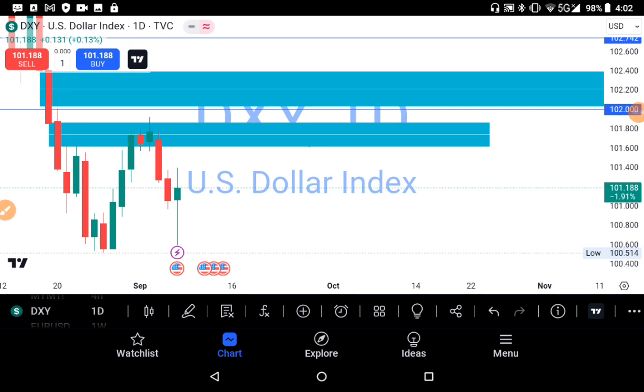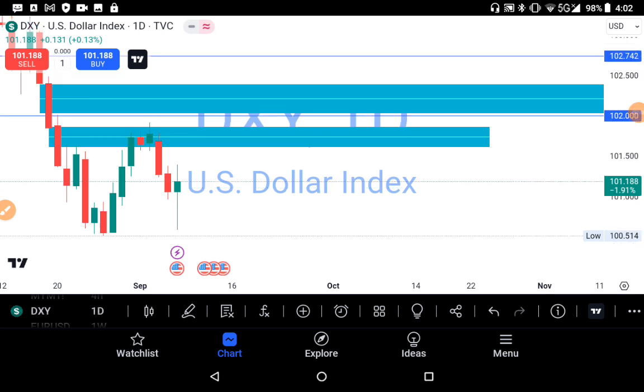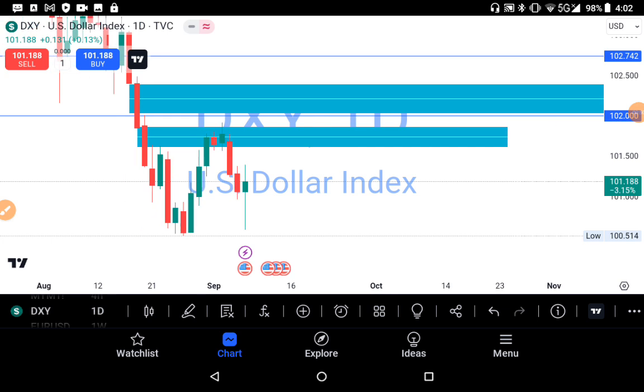I will not take much of our time today because I want today's analysis to be very short, because we are approaching a very significant week, the coming week. So we start from our bellwether, which is the dollar index.